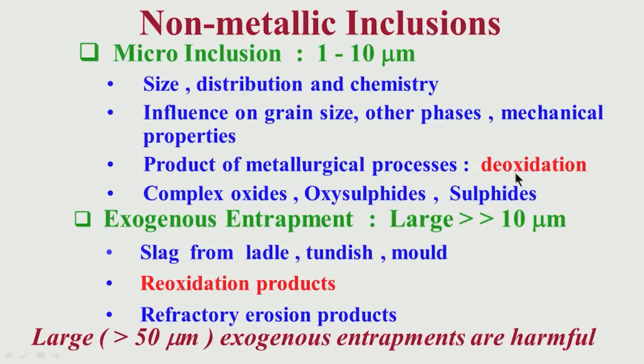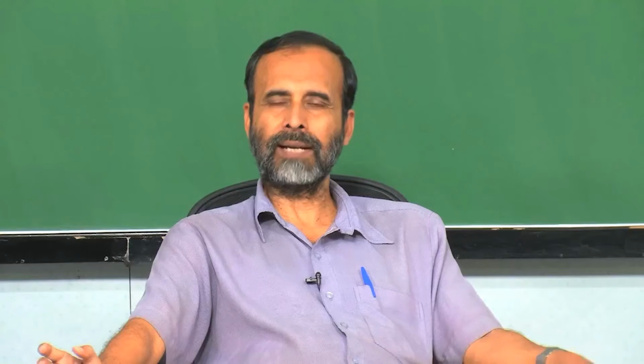We have talked of deoxidation products, which are relatively small in size, but what are the reoxidation products? When do they form? We have made a very good steel using secondary refining. Now, if the steel is exposed to air, air contains oxygen and nitrogen. So, we have a lot of reoxidation and renitrogenation in steel.